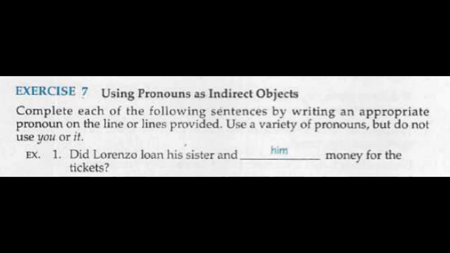Let's go ahead and work on exercise 7, using pronouns as indirect objects. Complete each of the following sentences by writing an appropriate pronoun in the line or lines provided. Use a variety of pronouns, but do not use you or it. Let's look at the example. Did Lorenzo loan his sister and him money for the tickets? And we know that him is an indirect object, so we know it needs to be an object pronoun, so that one works well.